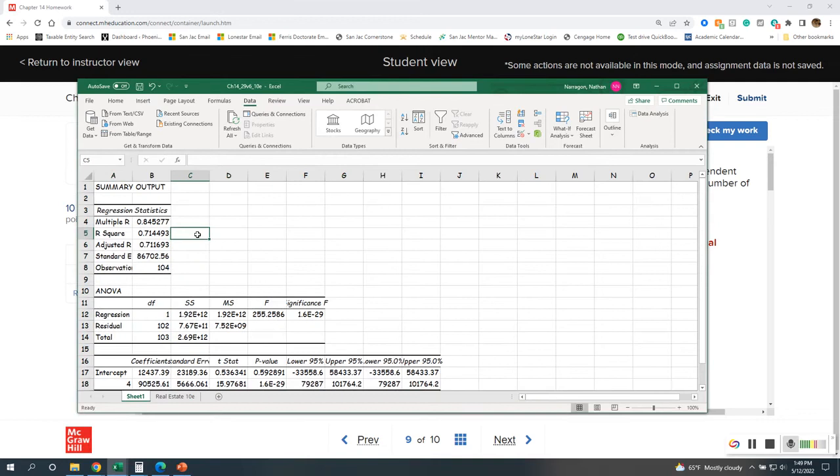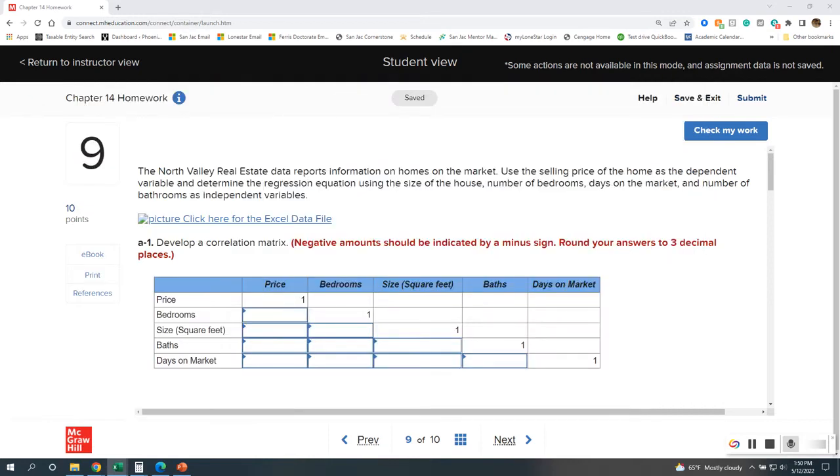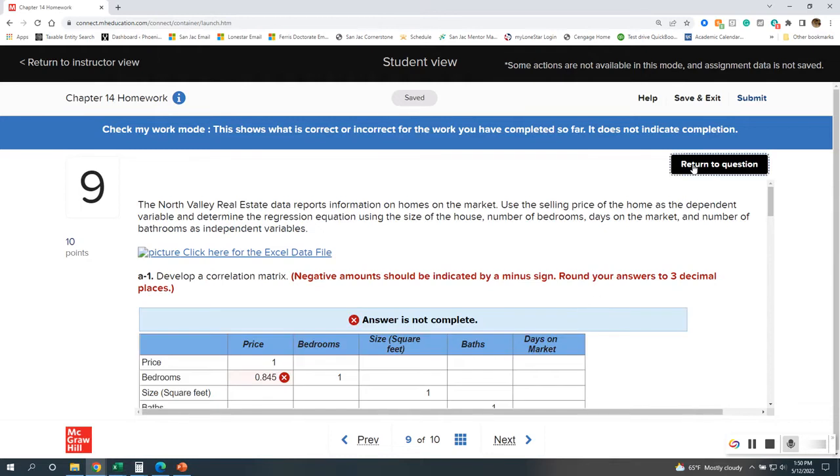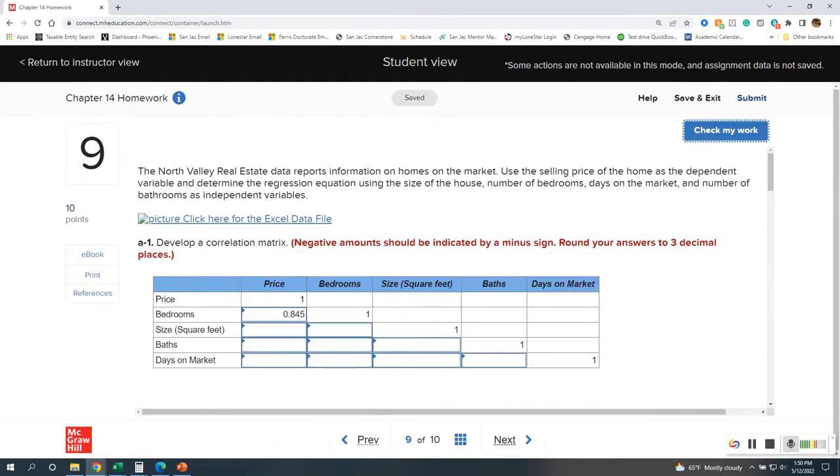Okay, so here's price and bedrooms. We're going to have it equal, again, the square root of r squared, 0.845. Check. And no, we have done it wrong.